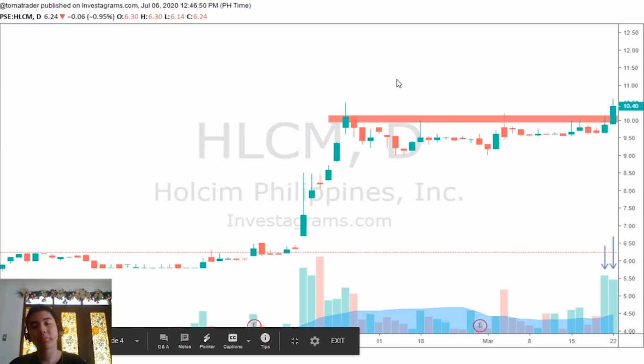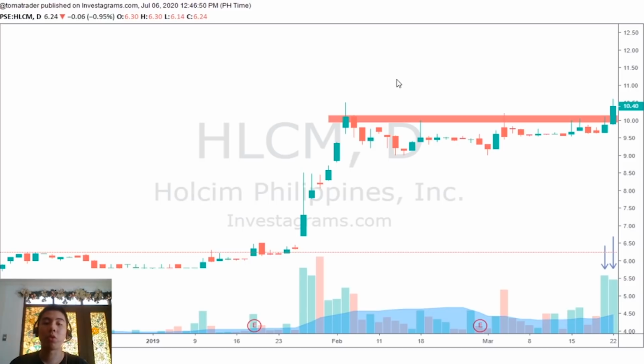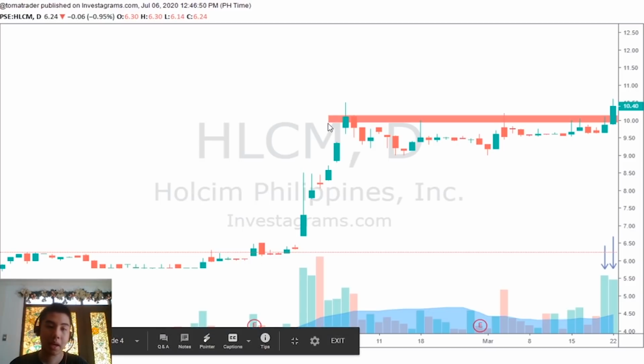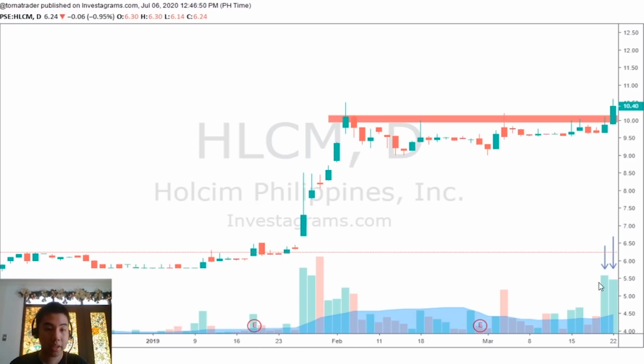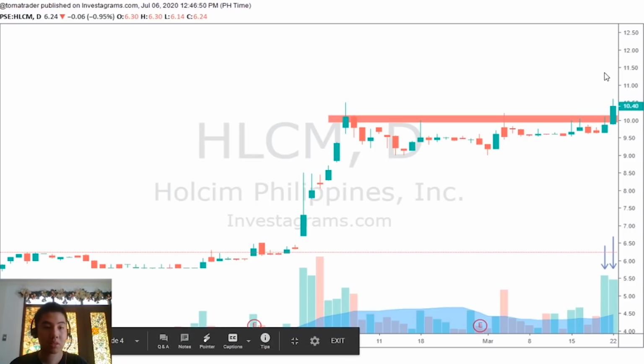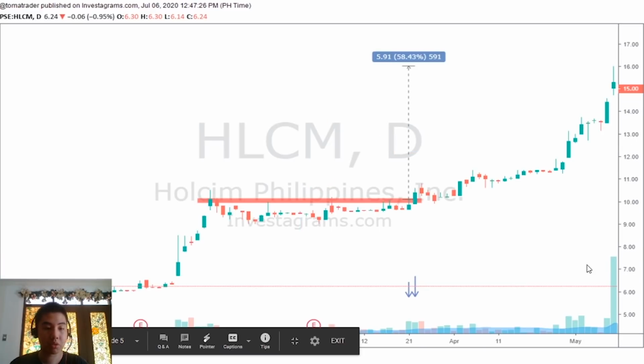So, another example here, we have Holcim, one of the leaders in 2019. So we have a huge run up here, then we have a consolidation pattern, then nag-breakout siya dito. As you can see, 2 days of sustained volume, sobrang lakas. Nung confirm na yung breakout, sobrang solid yung volume, diba?